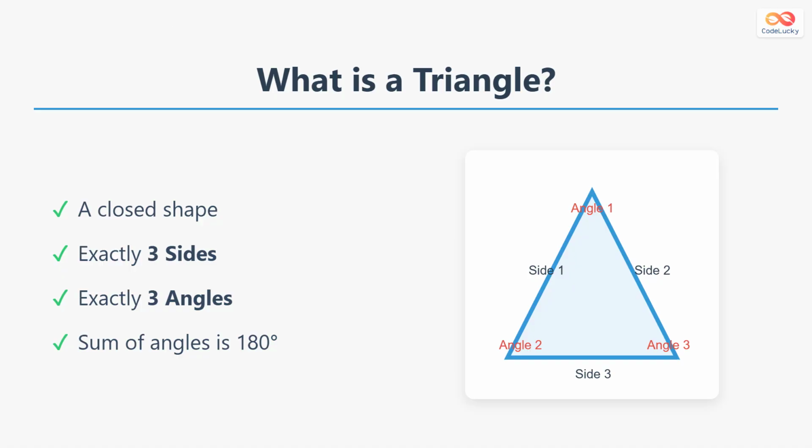First, let us quickly review what a triangle is. A triangle is a closed shape with exactly 3 sides and 3 angles. The sum of all the angles inside any triangle is always 180 degrees.